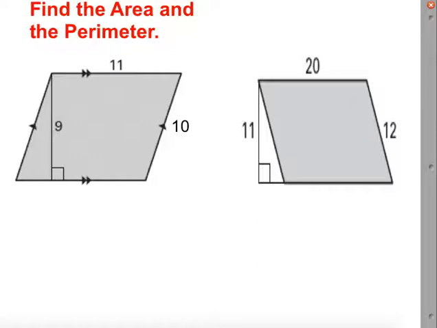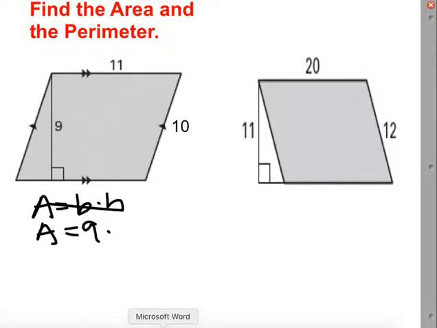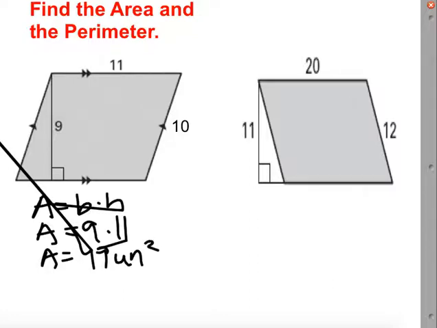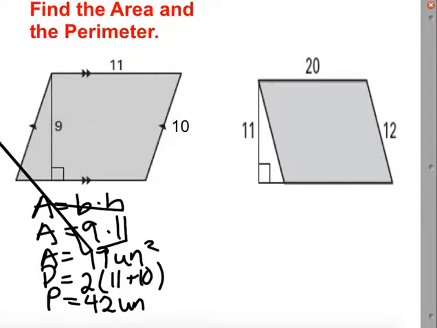For our next question, we have two different parallelograms here. We want to find the area and the perimeter of both of these. So our area is going to be, once again, base times height. So we are going to get 9 times, so we're not going to use the slanted, we use that 9 instead of 10, and we are going to multiply that by 11. So we get an area of 99 units squared. And for my perimeter, I'm going to be adding up 2 of the 11 plus 10s. So we're going to get a perimeter of 42 units.